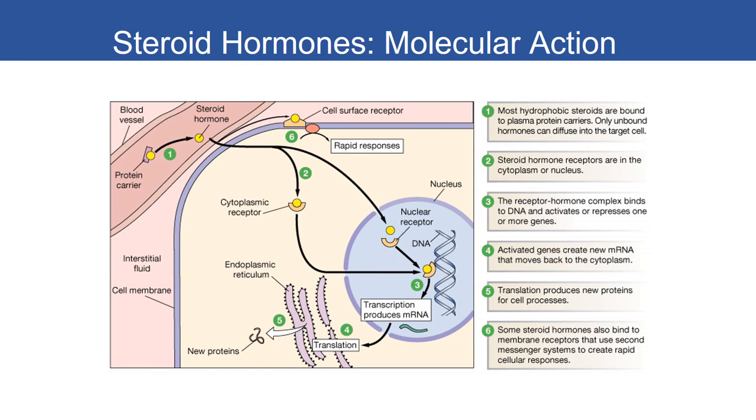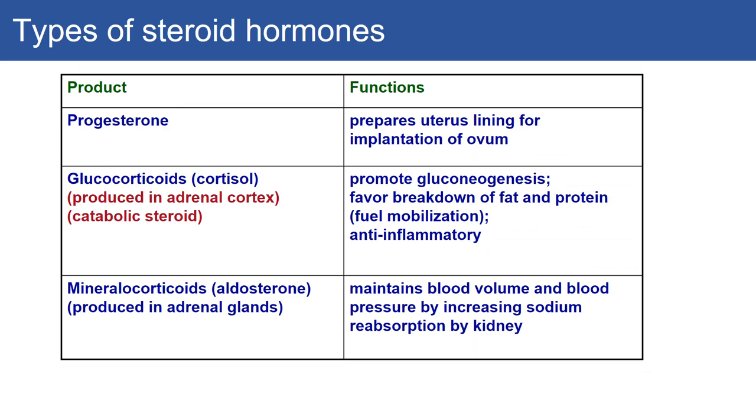Again, steroid hormones are very nonpolar, so they have no charges. They can easily diffuse across the membrane, and they will either enter or leave the cell very quickly after synthesis. So that's the important consideration there. Okay, so what are the types of hormones we have? We have progesterone. We have glucocorticoids, which is basically cortisol, and that promotes gluconeogenesis. We have mineralocorticoids, which are things like aldosterone.